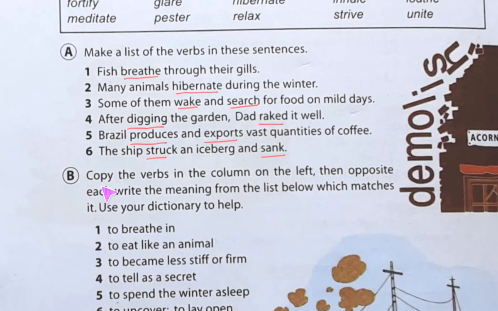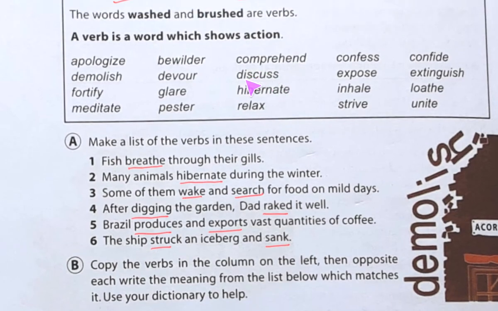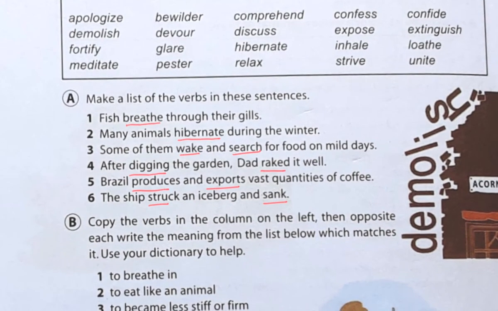Exercise B: copy the verbs in the column on the left, then opposite each write the meaning from the list below which matches it. Use your dictionary to help. Here actually there are no words on the left. We have got the words above. We will take the words from this place and write them here. You need to take help of a dictionary. I am telling the answers. You can try to do it by yourself at your home.